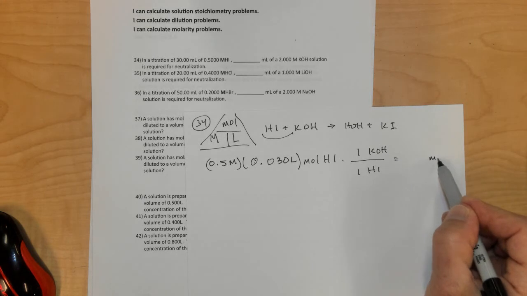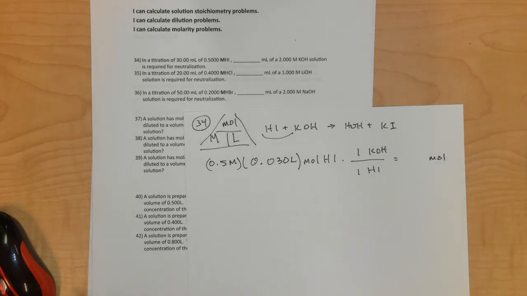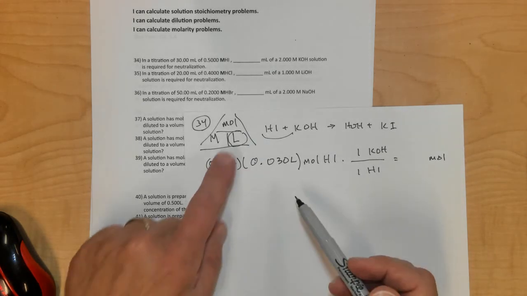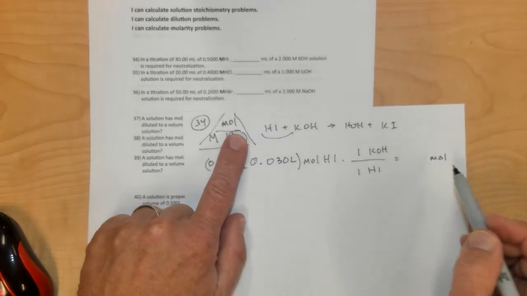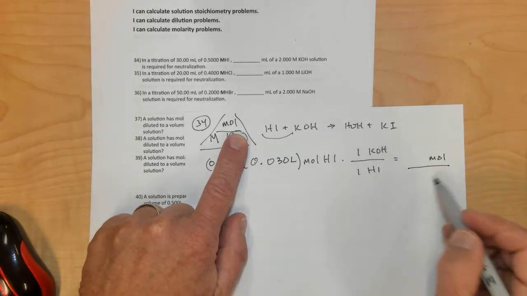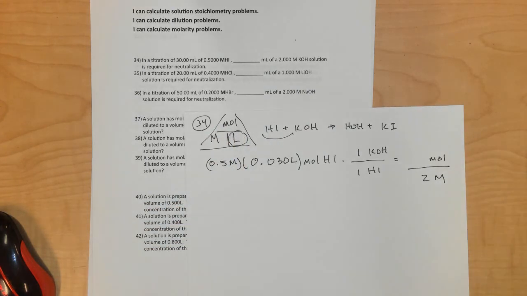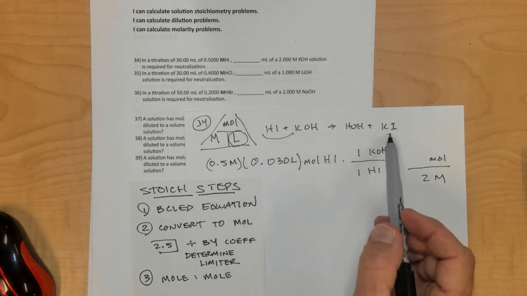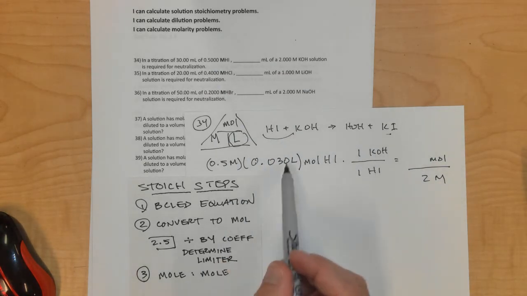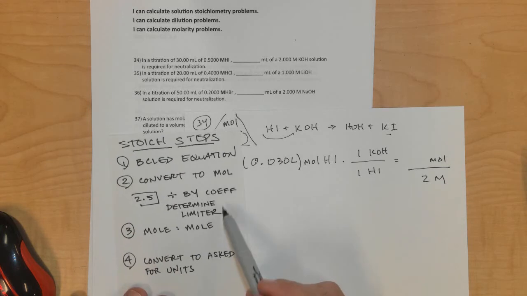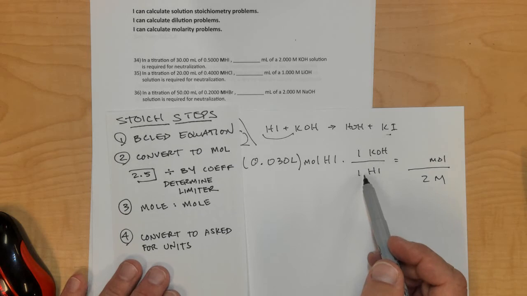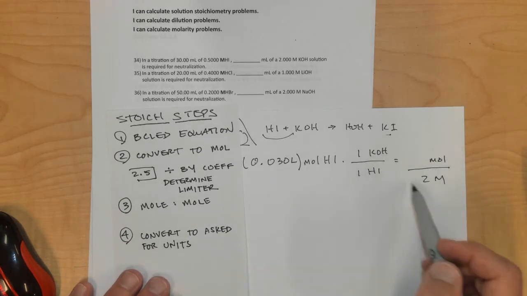Once I know my moles of KOH right here, then I would use the molarity triangle to find the number of liters. And to find the number of liters, it's moles divided by molarity, so I would take these moles and divide it by 2 molar. So it follows similar steps to stoichiometry, where we have the balanced chemical equation, convert to moles right here using the molarity triangle. It's not a limiter, so we can just go to step 3 and use the mole-to-mole ratio from the balanced chemical equation. And then step 4, convert to the asked for units.